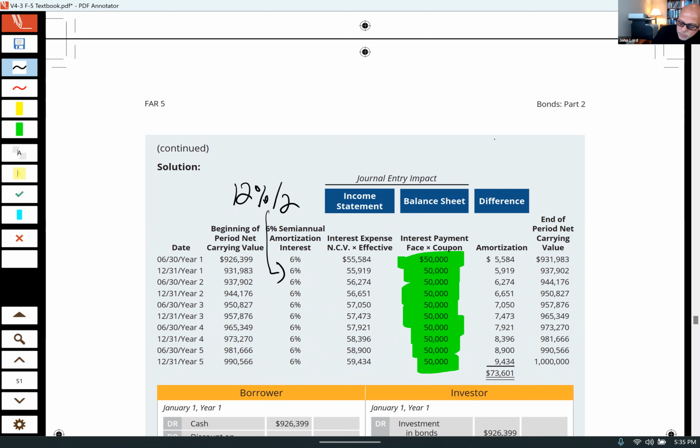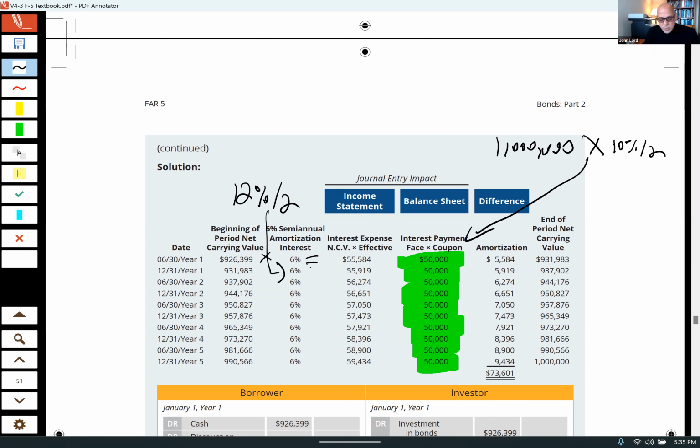The 50,000 is going to always be the same. Again, it won't always be 50,000, but for this bond, it would always be the 10,000 times the 10%, right? Divided by 2 is where they got that 50,000. You take the market rate of interest times the carrying value. They issued the bond for $926,399, so that's what it would be immediately upon issue.